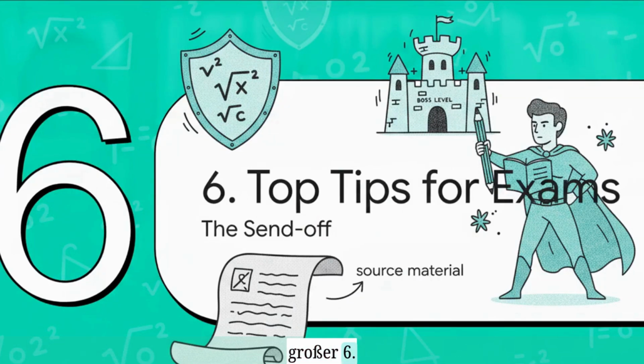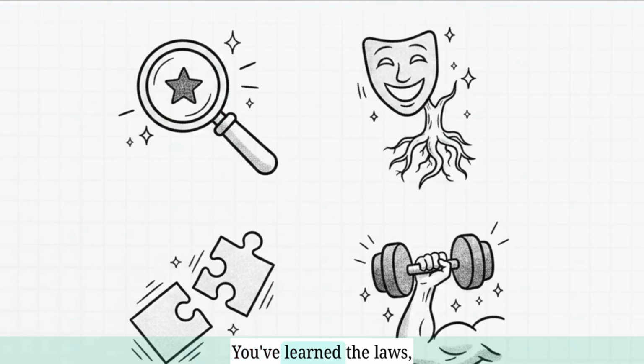Section 6. Top tips for exams. The send-off. You've learned the laws, you've battled the boss levels, and now it's time to arm you with some practical strategies right out of the source material for when you sit down on test day. Here are your ultimate cheat codes for math success. Number 1, always look at the exponent first. It tells you exactly which rule from your toolkit you need to pull out. Number 2, remember that the denominator in a fractional exponent always indicates the root. It's just a root in disguise.